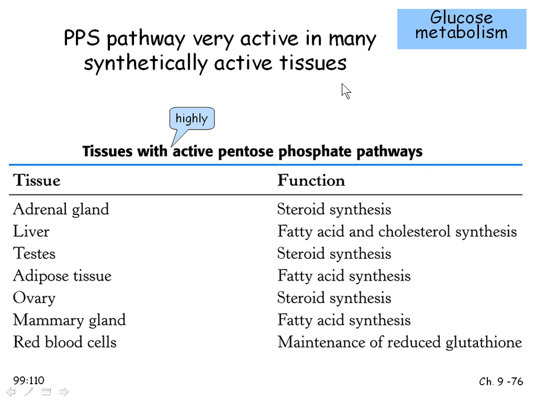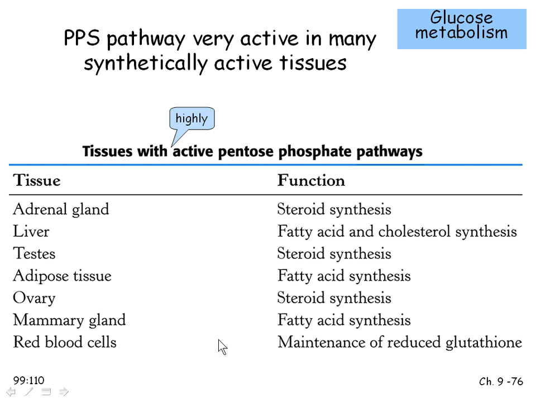And it's not just sort of a side light that's a little weird. This is a crucial pathway in some synthetically active tissues. And so if you look at tissues that are involved in one or another kind of lipid synthesis, so here's some organs that are involved in the steroid synthesis, like the adrenal gland and the testes and the ovary, or they're involved in fatty acid synthesis, like the liver, the adipose tissue, the mammary gland. And so you can imagine when you're making steroids or fatty acids, you need a lot of reducing power because those lipids are highly reduced. So the NADPH is very useful for that.